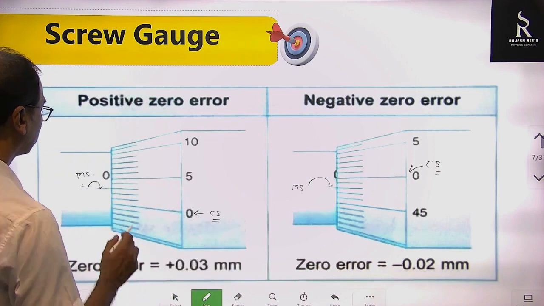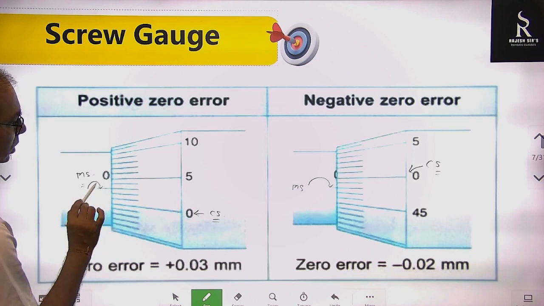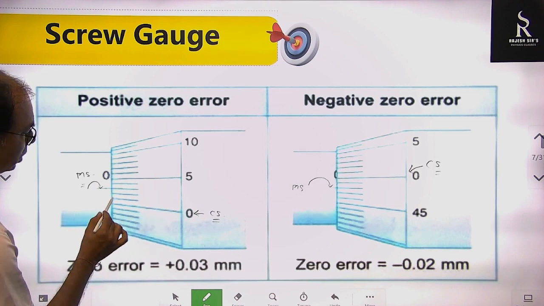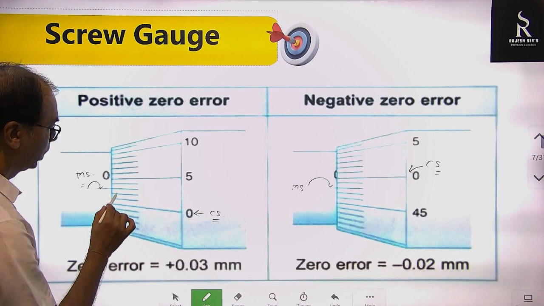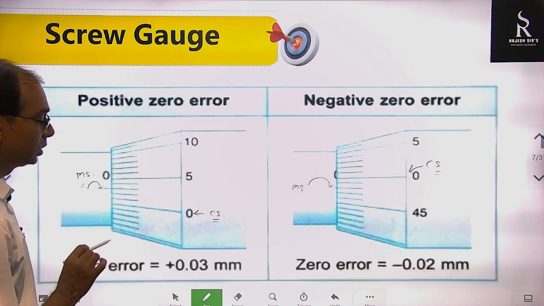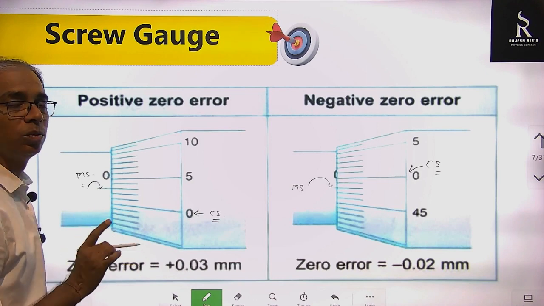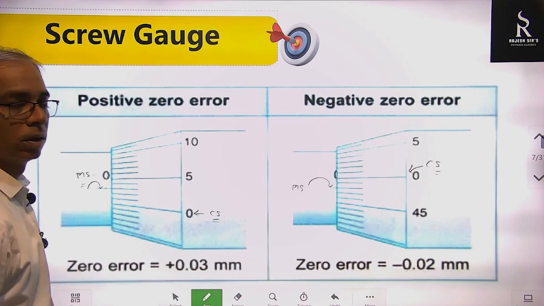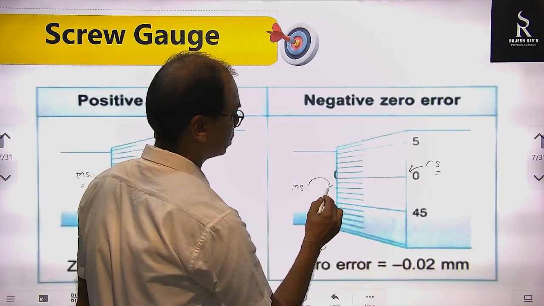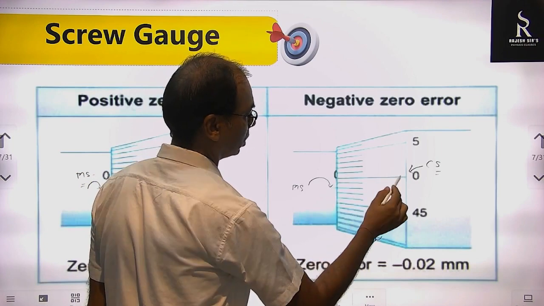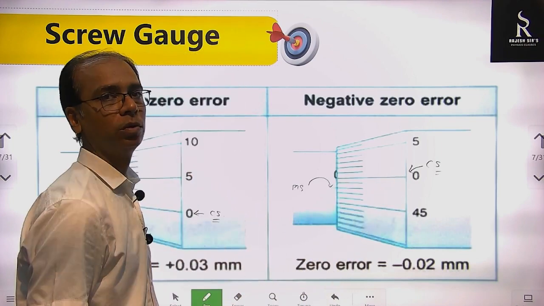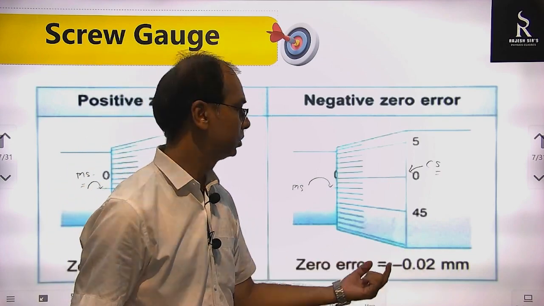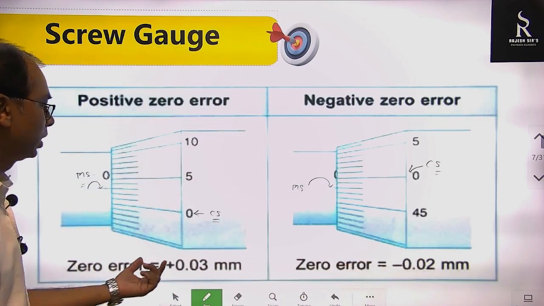Now, to measure zero error in this one, we have to see how many divisions below is the circular scale 0. This is 1, 2, 3. So what is the zero error? 3 into least count. What is the least count? 0.01. So 3 into 0.01. In this one, this is main scale 0. How much above is this circular scale 0? 1, 2. So 2 into least count. Negative zero error, as I told you, will be taken in negative form. Positive means we take it in positive.